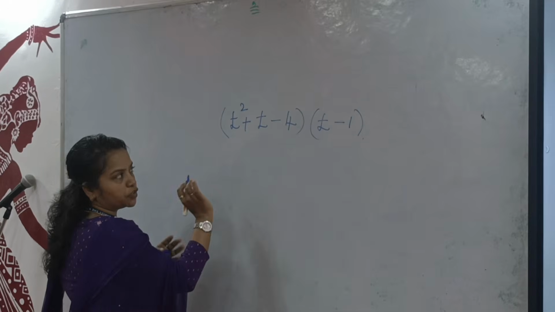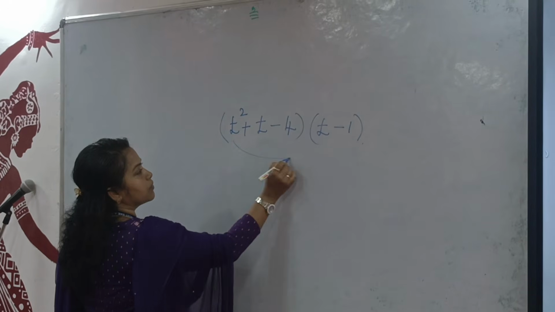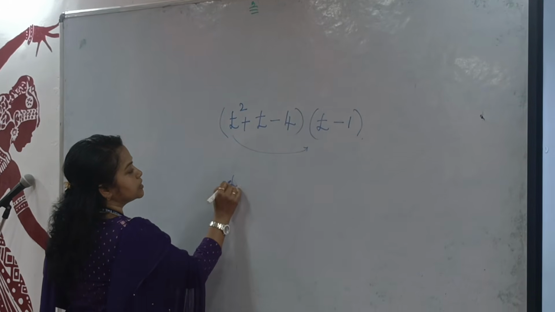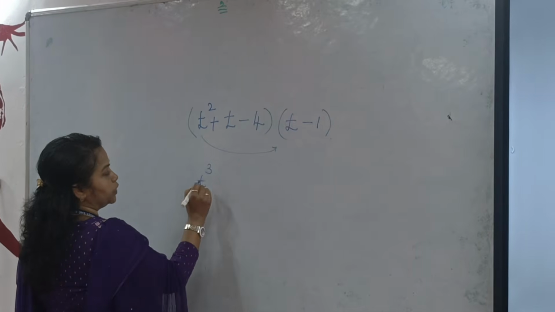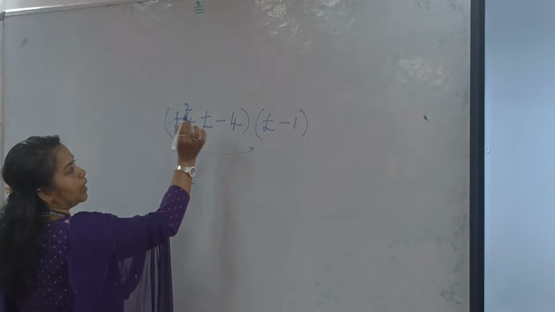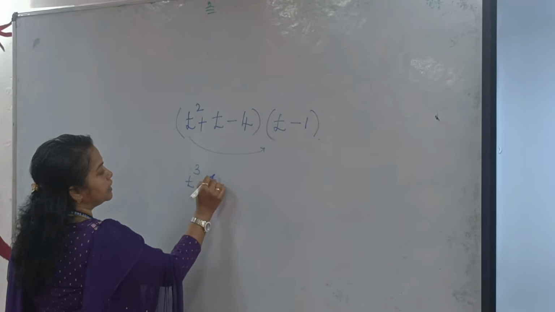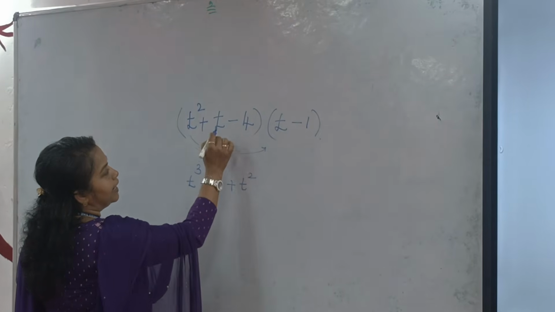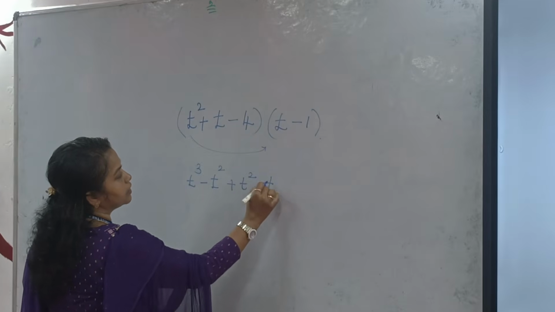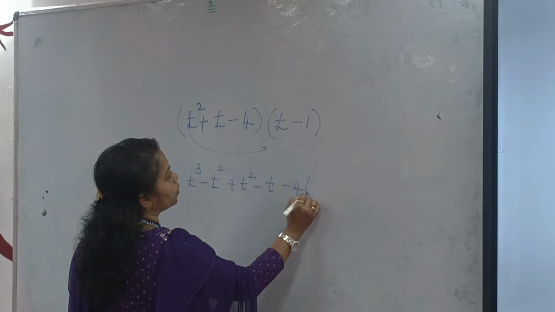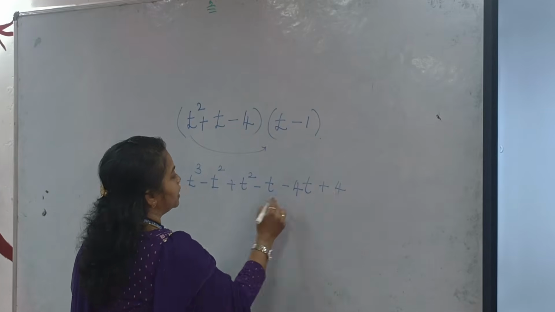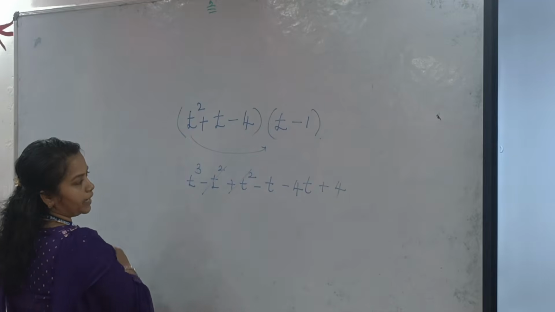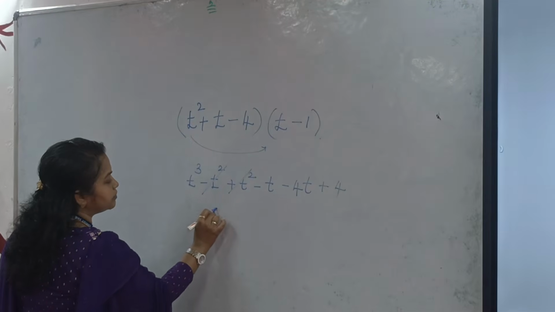So as usual, multiplication. So I multiply t square with each term. So t square into t cube, minus t square into minus 1 minus t square, plus t square. Next, minus t. Next term, minus 4t plus 4. So this term will cancel. So the remaining term is t cube.